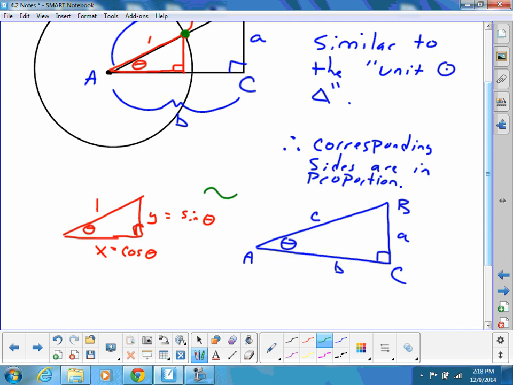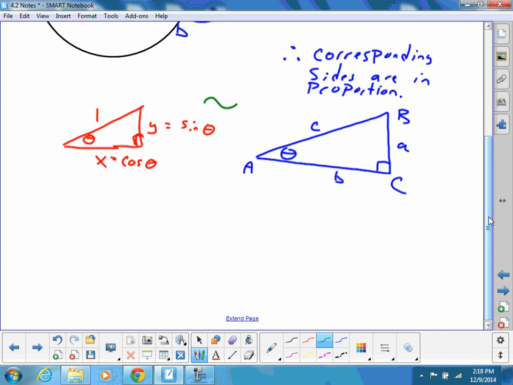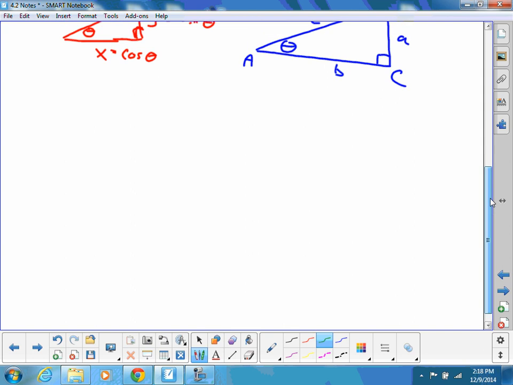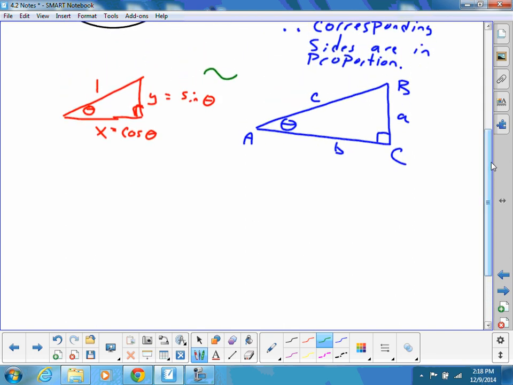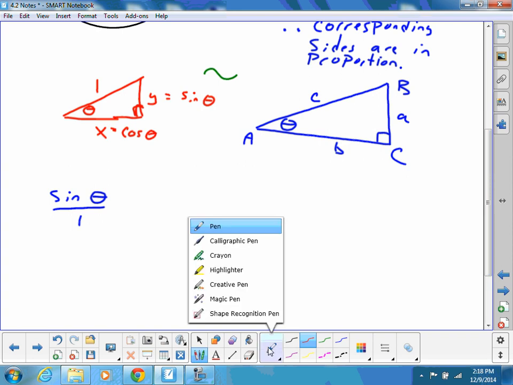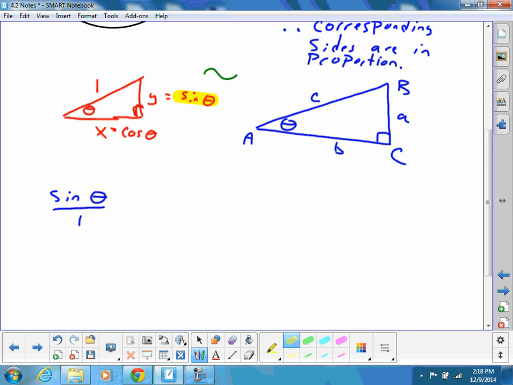So using our thoughts of geometry, we can write several proportions using these two triangles. We're going to match our sides that correspond to each other. First, let's take a look at this red triangle, and I'm going to talk about the sine of theta over 1. I'm looking at the sine of theta, that side compared to that 1.